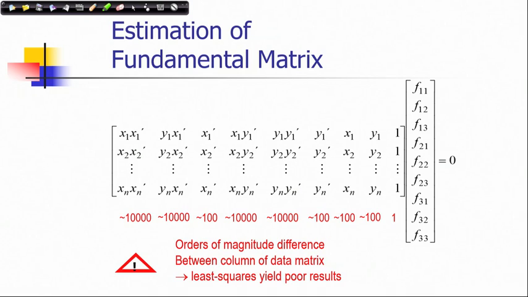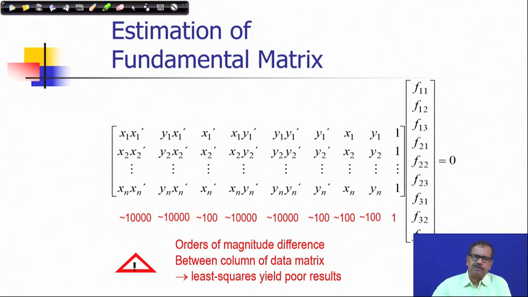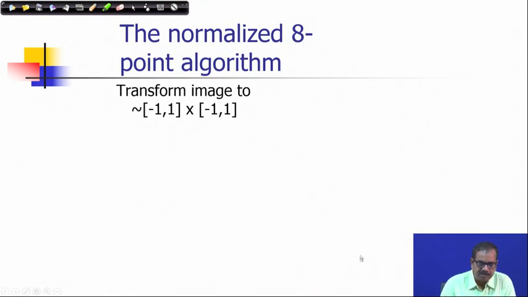So, that is why, since there is a lot of difference in orders of magnitude, numerical stability is less in these computations, and it yields poor results. So, we will see how to handle that part. Let us proceed.